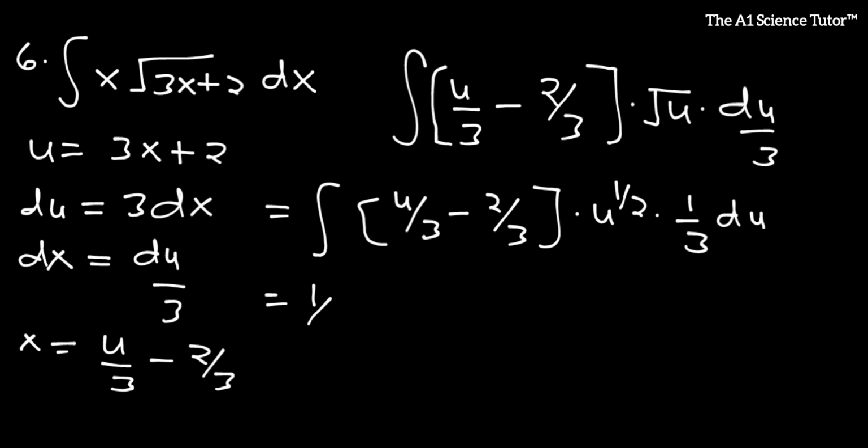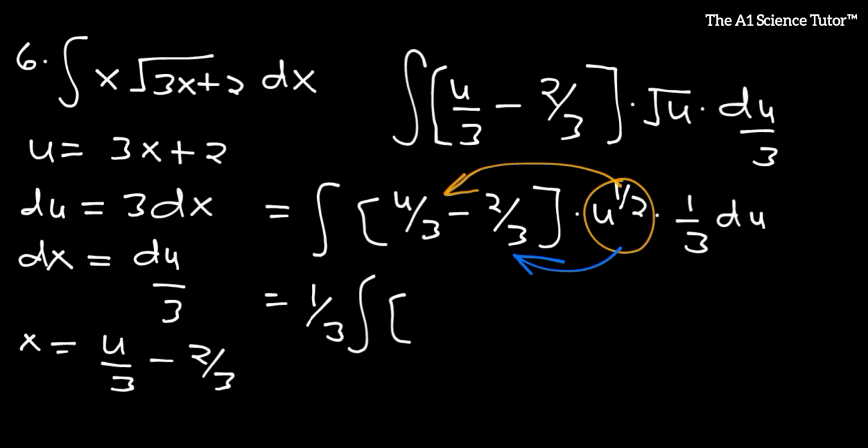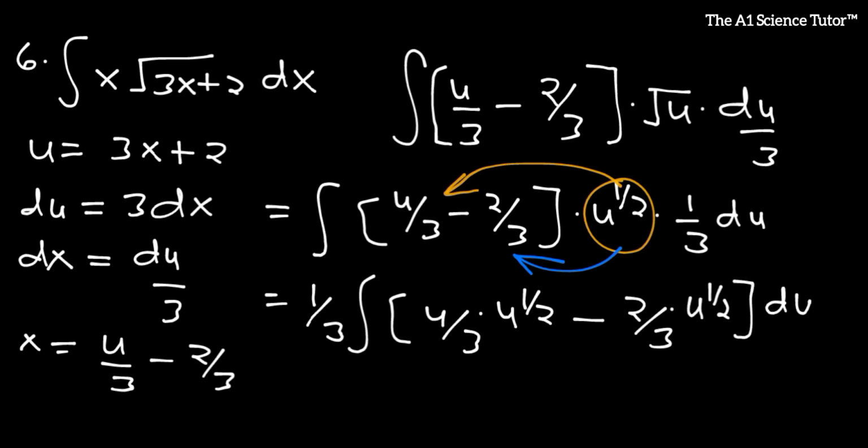So here we're going to have 1 over 3. This will be integral. So first off, I need to take u and multiply it with this. Next, I need to use it and multiply it with this, right? So that is going to be u over 3 multiplied by u raised to the power of half. And that will be minus 2/3 multiplied by u to the power of half. And then we have du right there. So that is actually what we have.